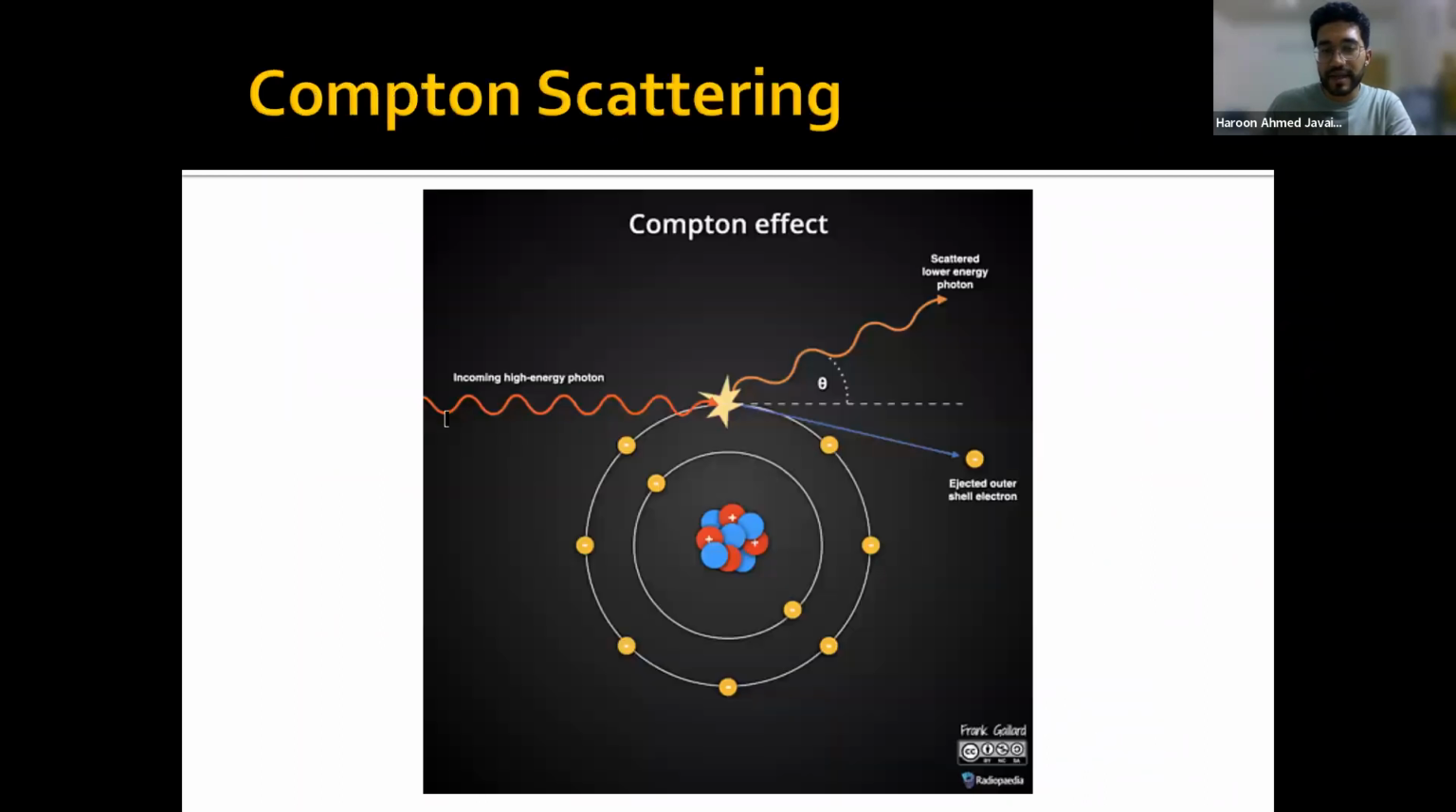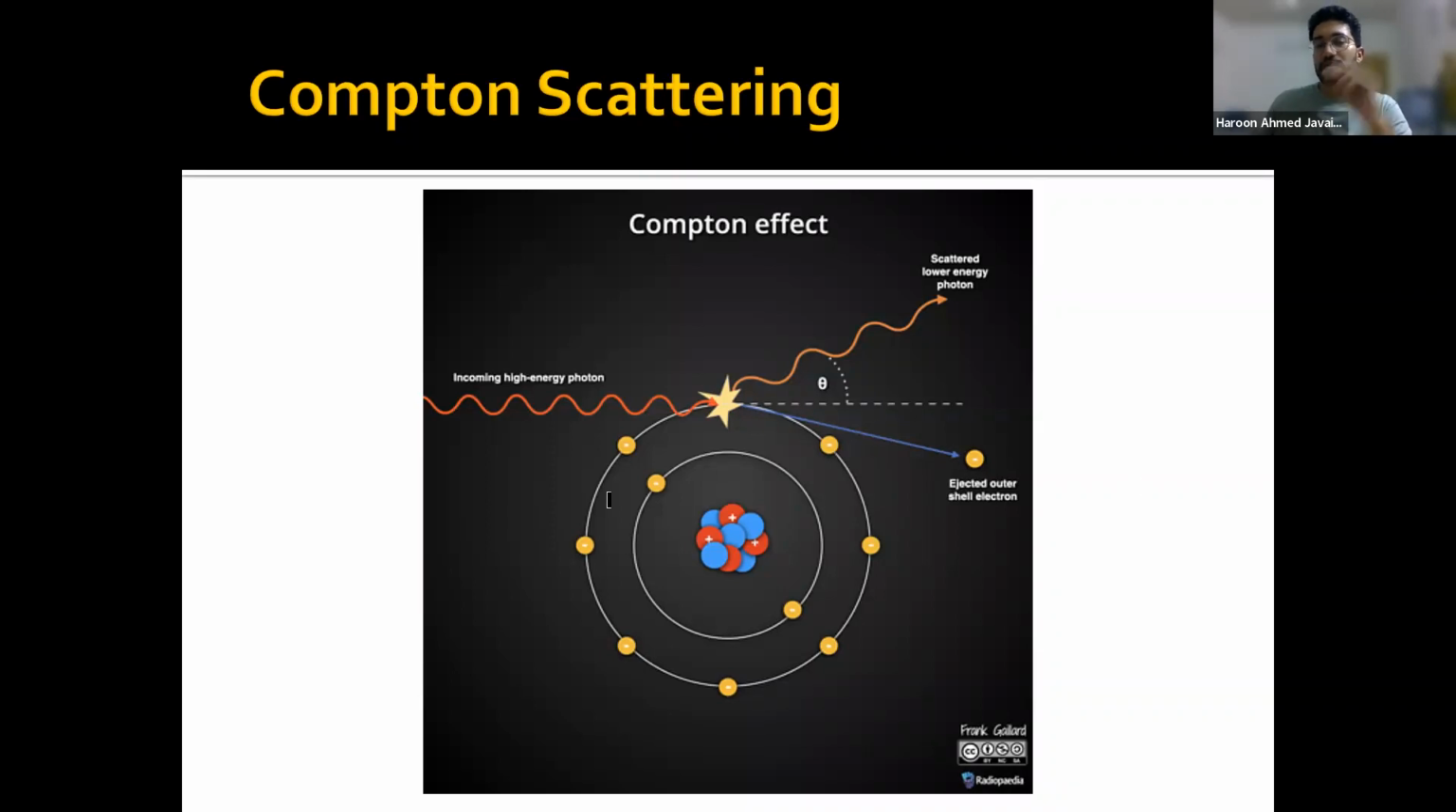Let's go to this one. Basically, the idea over here is that there's going to be a high energy photon, which basically means an X-ray of high energy, and it goes and collides with the atom of the human being over here, and basically it causes an electron to be released, and this original photon changes its direction and loses energy. Why? Because it basically transfers some of its energy to this atom, and this electron is released.